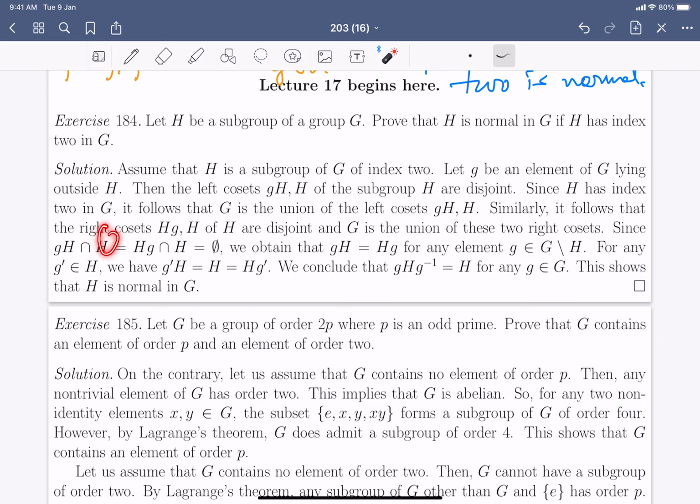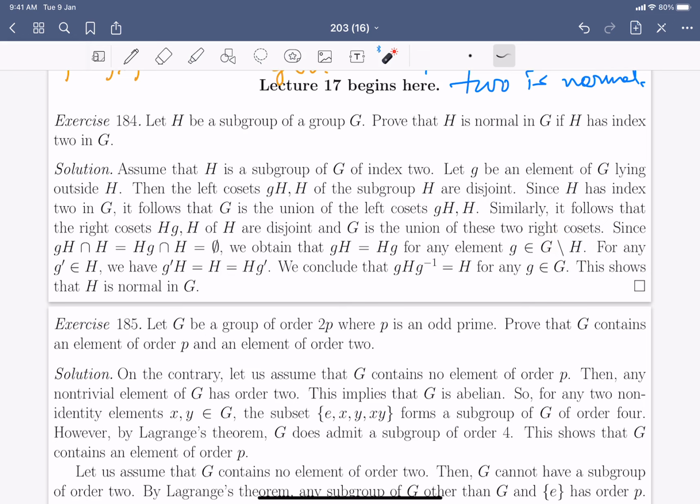Now H has no intersection with this left coset, and H has no intersection with this right coset either. So it follows that gH is the same as Hg for any element g inside the group G that lies outside H.